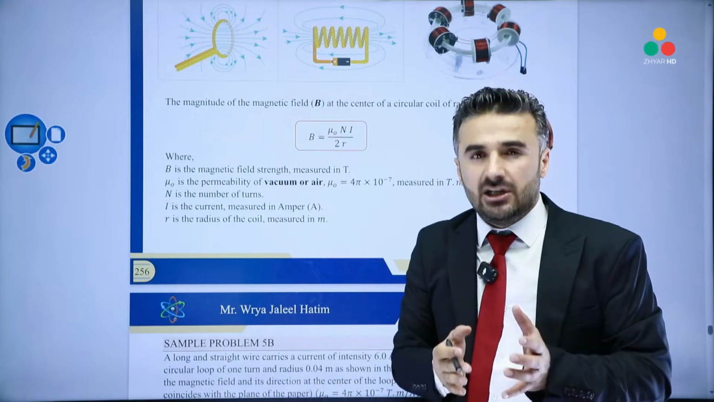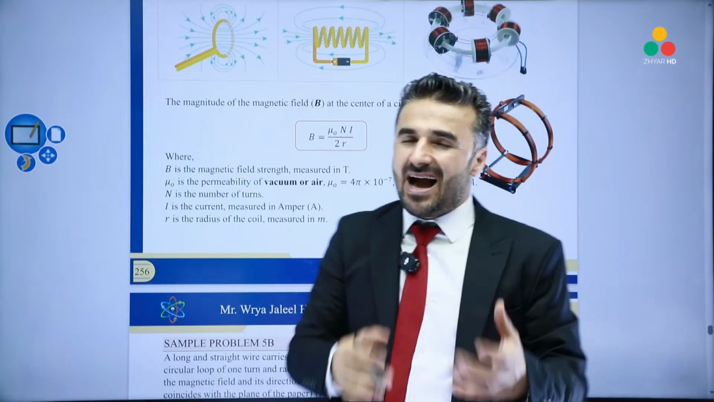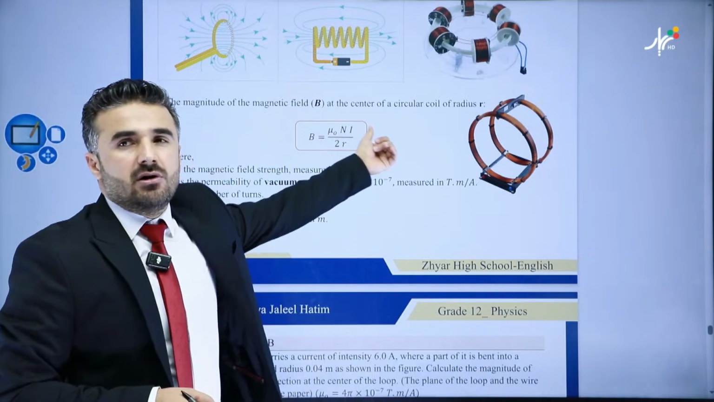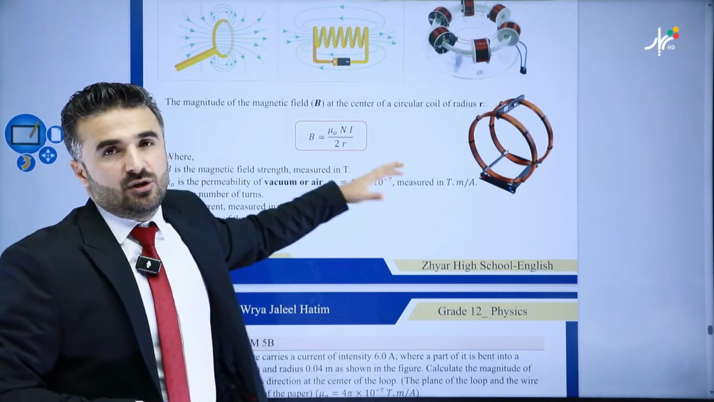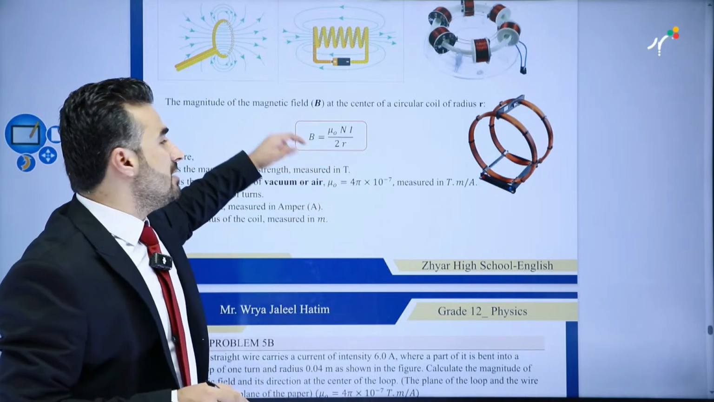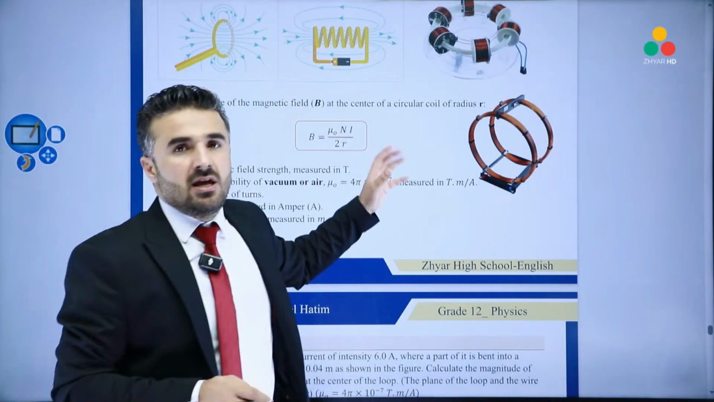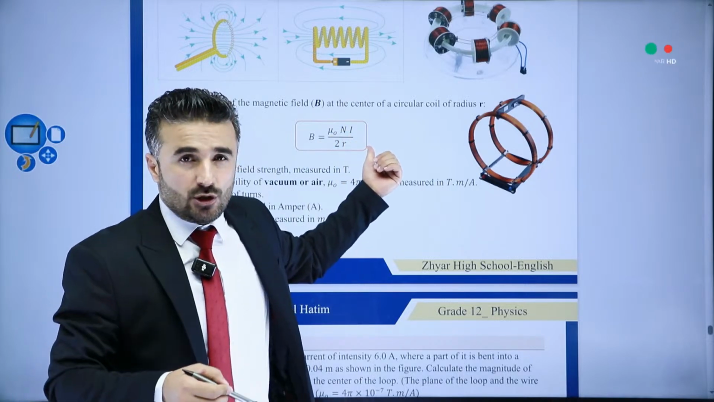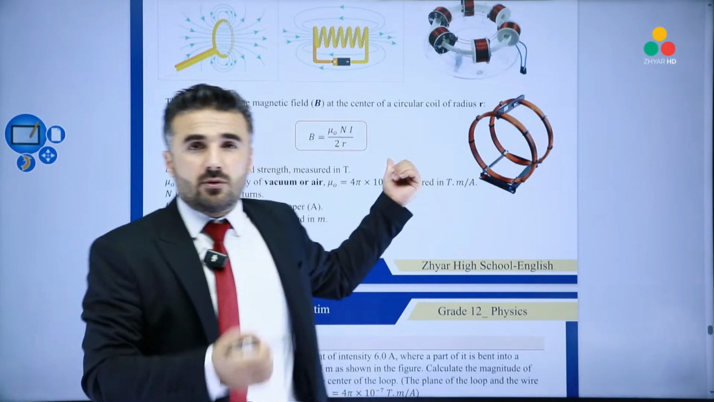How do we find the magnitude of the magnetic field of a coil? Once again, B equals mu naught Ni divided by 2R. So 2R, my bad, okay? What does the magnitude of the magnetic field strength of a coil depend on? It depends on magnetic permeability, which is directly proportional. It depends on the number of turns, directly proportional.